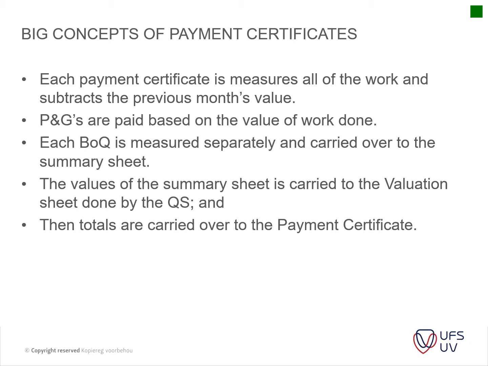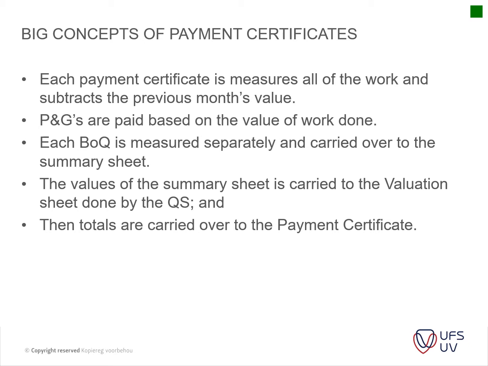So you're measuring all of the work for a particular payment certificate, and then after that you subtract the previous payment certificates that you've measured. So you measure everything in full and you subtract everything from your previous payment certificates from this payment certificate. As we go through it, you will understand what I mean by that.